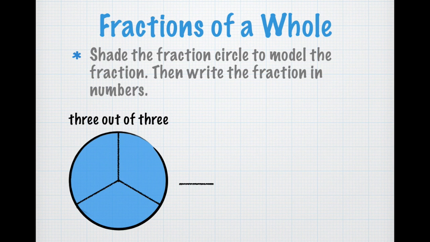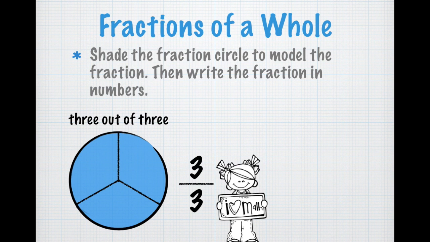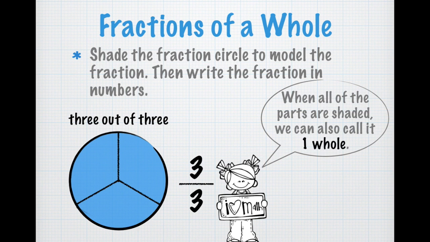And when I write my fraction, the numerator is the number of shaded parts, and my denominator should be my total number of parts. So I shaded 3 parts, so my numerator is 3, and there's 3 parts in the circle, so my denominator is 3. And I would call this fraction 3 out of 3, or 3/3. And when I look at that circle, all of the parts are shaded. And when all of the parts are shaded, we can also call that one whole. The whole circle is shaded.